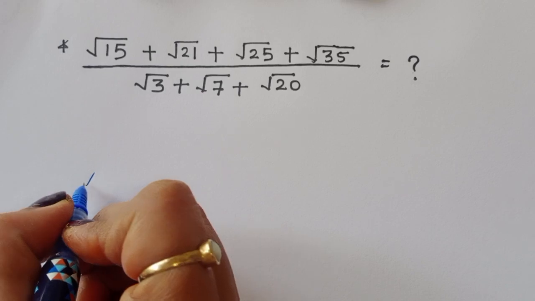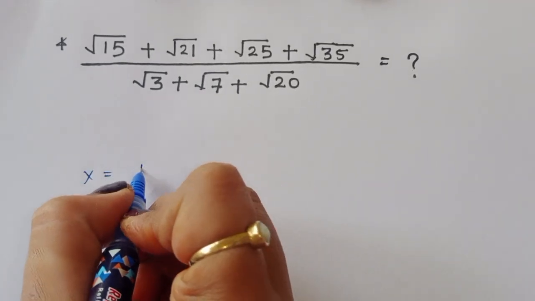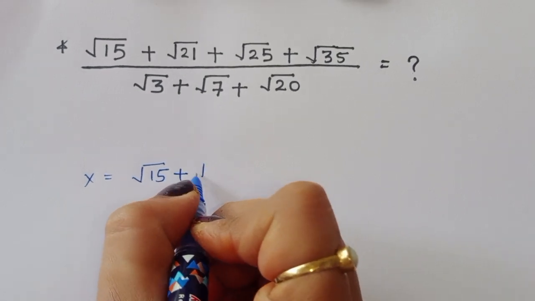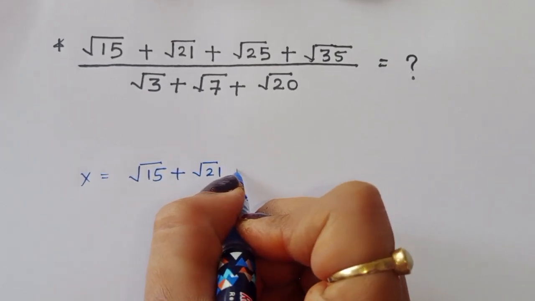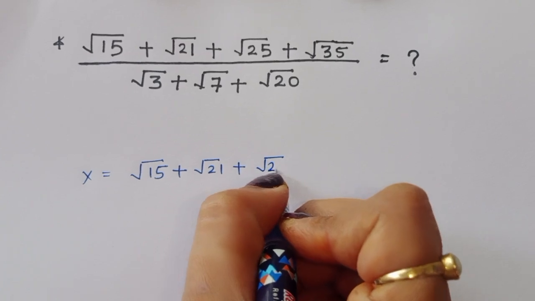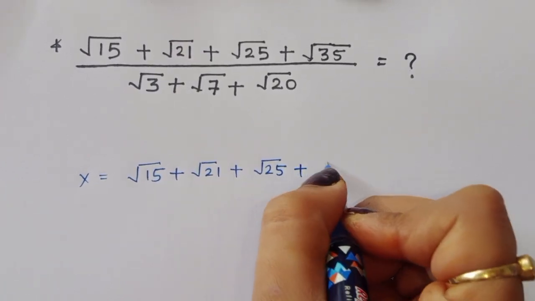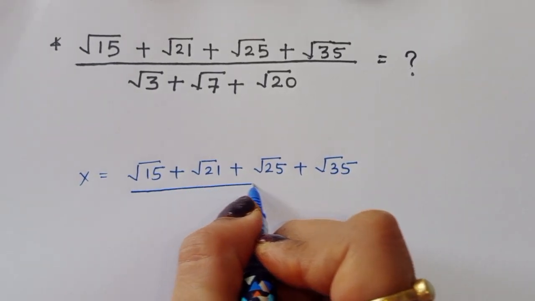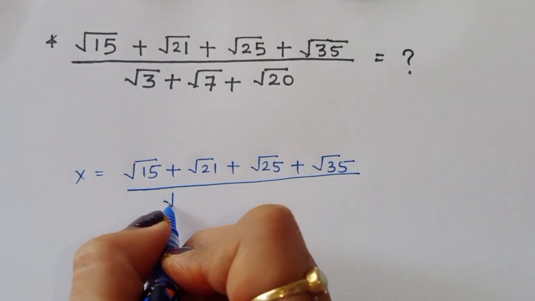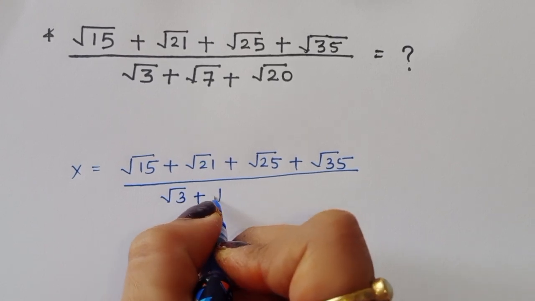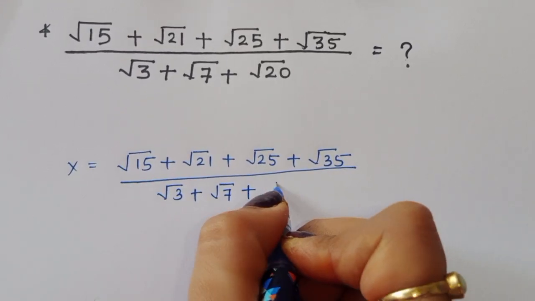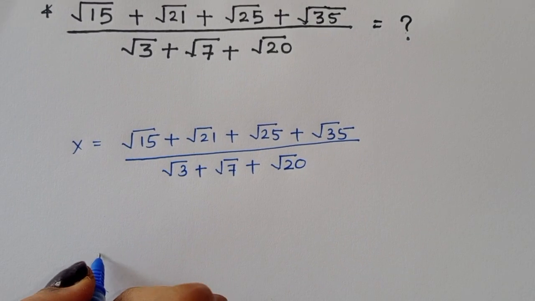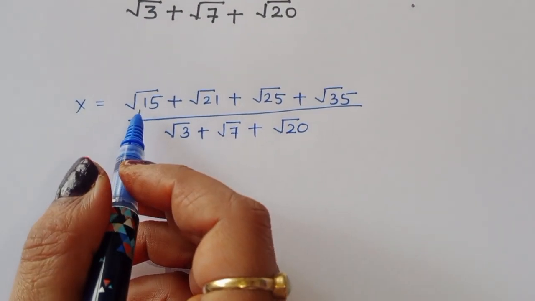Let's consider x is equal to (square root of 15 plus square root of 21 plus square root of 25 plus square root of 35) divided by (square root of 3 plus square root of 7 plus square root of 20). Now, x is equal to square root of 15.